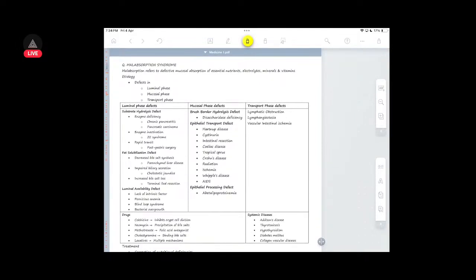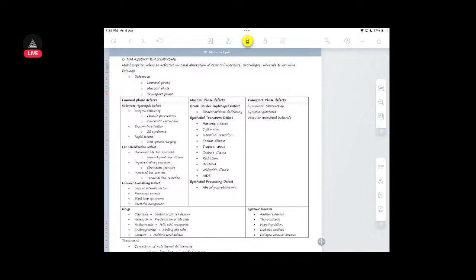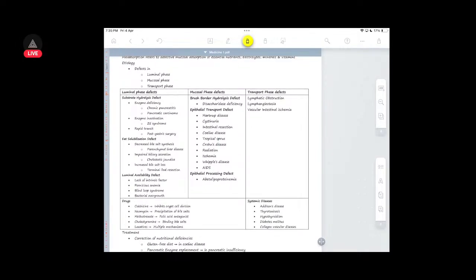Okay, malabsorption syndrome refers to defective mucosal absorption of essential nutrients, electrolytes, minerals, and vitamins. It is defective in the luminal phase, it can be the mucosal phase, or it can be the transport phase. So luminal phase defects can be a substrate hydrolysis defect, where there is enzyme deficiency, chronic pancreatitis, pancreatic carcinoma, enzyme inactivation, Zollinger-Ellison syndrome. You have rapid transit, which leads to post-gastrectomy, gastric surgery. Fat solubilization defect leads to decreased bile salt synthesis, parenchymal liver disease, and you have impaired biliary secretion, leading to cholestatic jaundice.